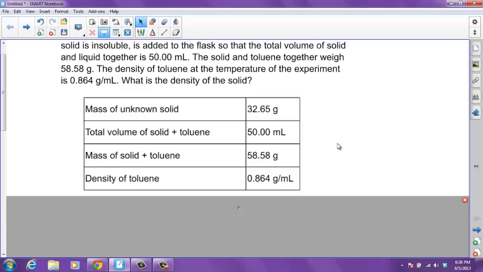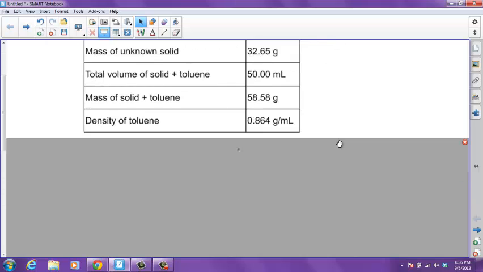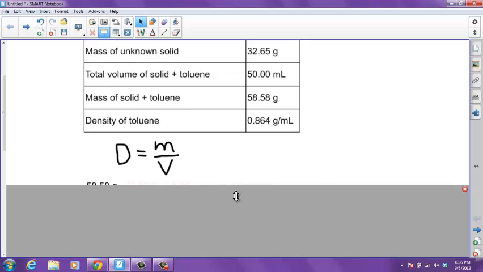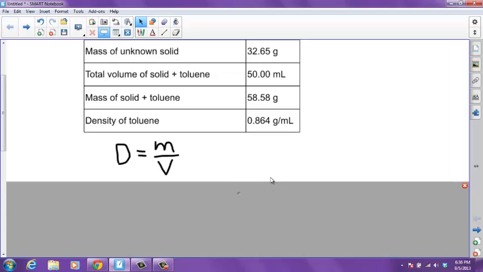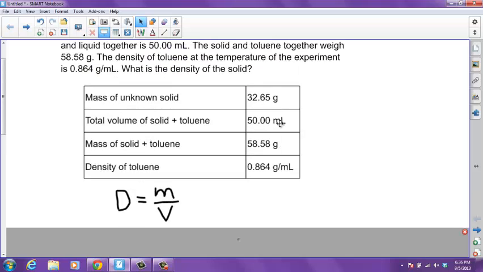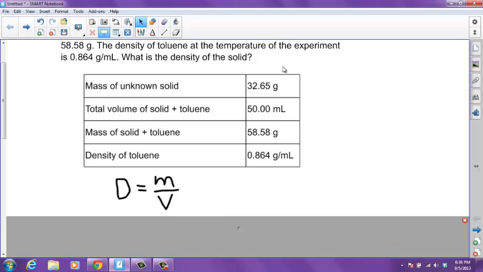Okay? So back to what it's actually asking us. At the end there, it says, what is the density of the solid? In order to find density, density is the mass divided by the volume. Okay, so you've seen this before. We don't have the density of the solid. We do have the density of toluene, but that's not what it's asking for. Okay, we need the density. In order to find that, we need the mass and the volume. We do have the mass of the solid.